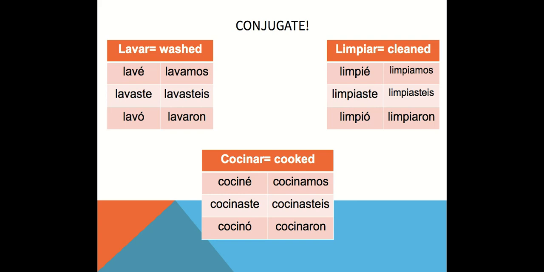So here's 3 examples. We have the verb lavar, which in the preterite tense means washed instead of to wash. Limpiar, which means cleaned, and cocinar, which is cooked. So lavé, lavaste, lavó, lavamos, lavaistis, lavaron, limpié, limpiaste, limpió, limpiamos, limpiaistis, limpiaron, and then cocinar: cociné, cocinaste, cocinó, cocinamos, cocinaistis, cocinaron.